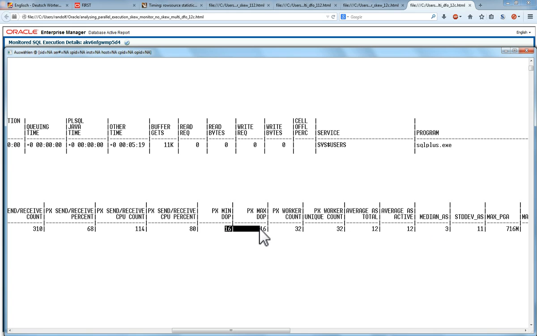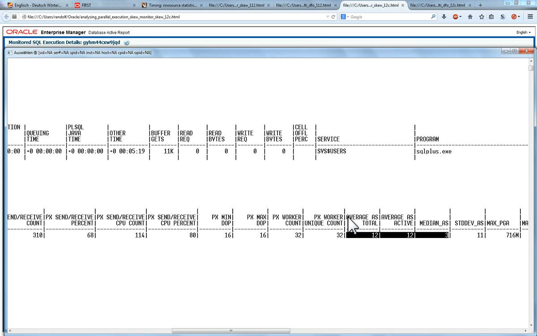We had a degree of 16, but we had an average active sessions of 12 and a median active sessions only of 3. So that is a clear indicator that even this average and this median value already tells you there was a problem with skew, because I only had this simple degree of 16, so there's no issue with multiple DFO trees in this case here, and I have an average and a median that is far below this 16, then you can already tell from this average and this median that you have a problem with skew without looking at any further information.